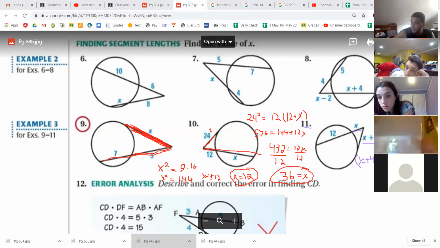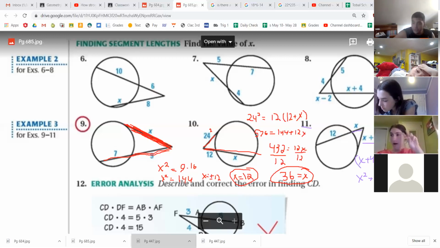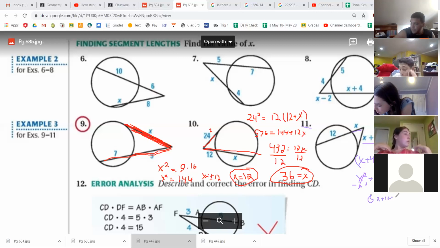Over here, we're going to have to FOIL x plus 4, x plus 4. That's x squared plus 4 times 4, so 2ab, so that's 8x plus 16. Over here is x squared plus 12x. Very nice for us, though. The x squares cancel out. So no factoring anymore. So 8x plus 16 equals 12x.